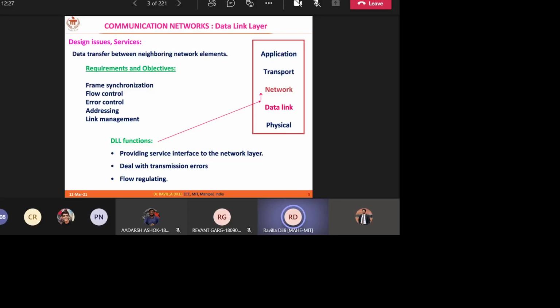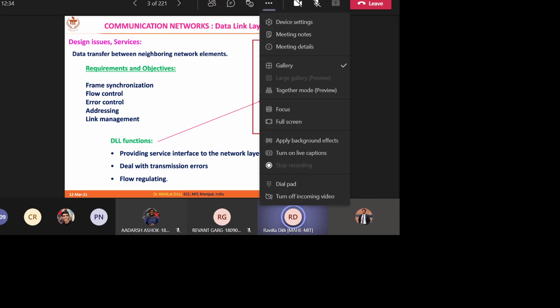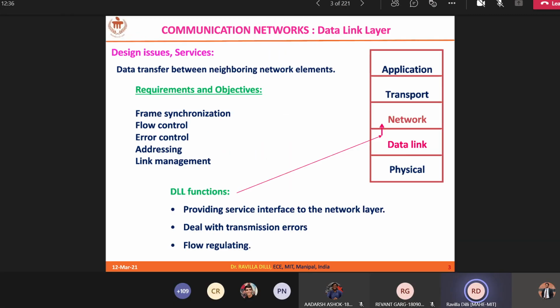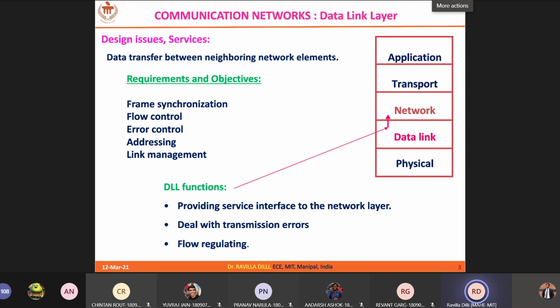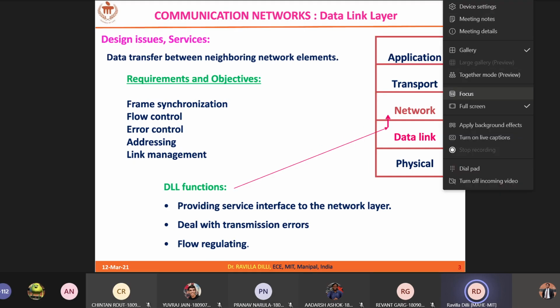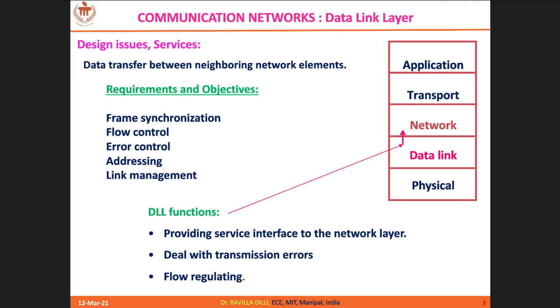Functions of data link layer. It provides services to the network layer, right? Obviously, every layer in the layered architecture provides services to its immediate higher layer. Here the immediate higher layer is the network layer, and it also deals with frame synchronization.